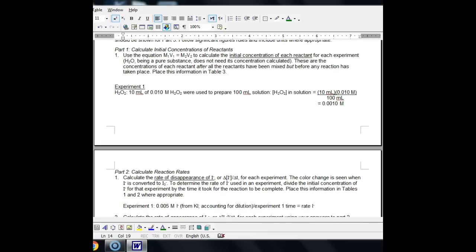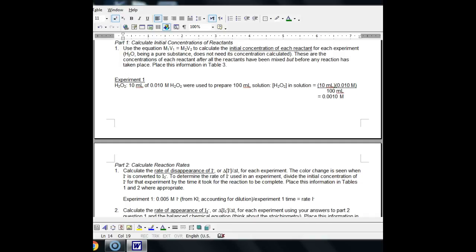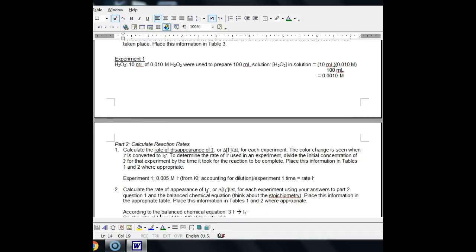So I think we did that in the lab before you left, but that was what was due for homework for last class. So make sure you get that done for tomorrow. And then we also talked about how you could calculate the rates of appearance and disappearance based on your concentrations, which is why I needed you to do them before you could do part 2.